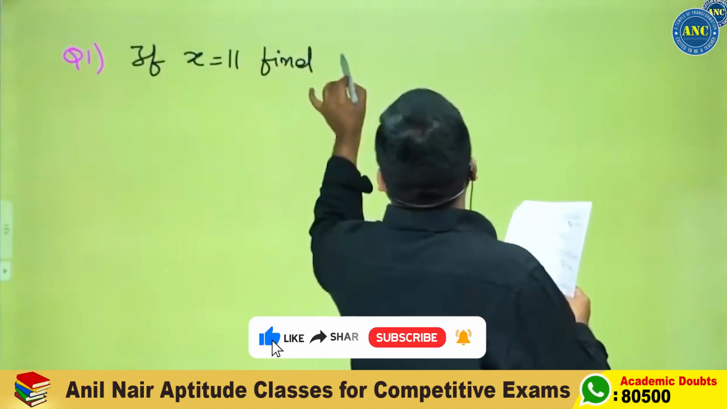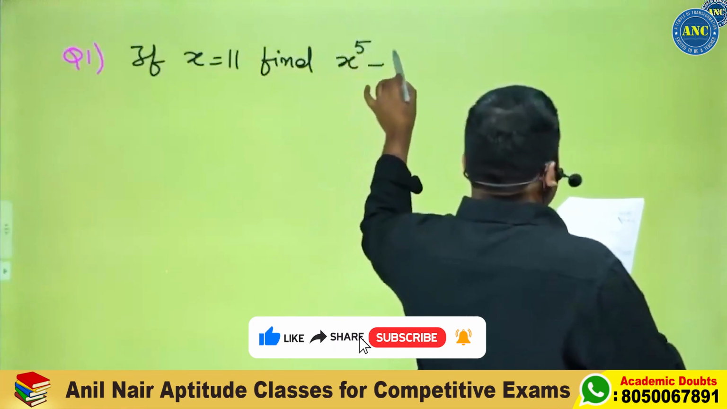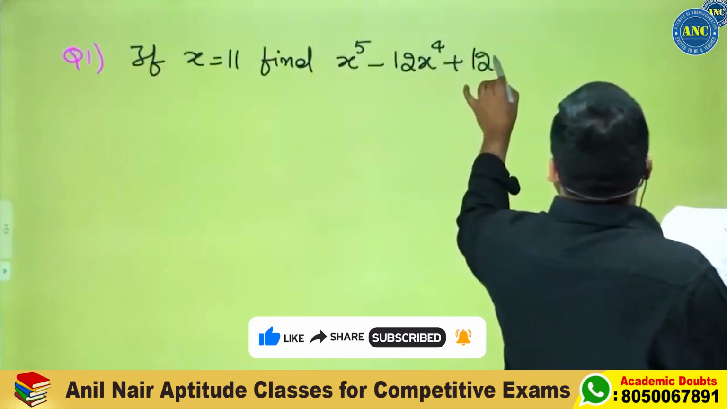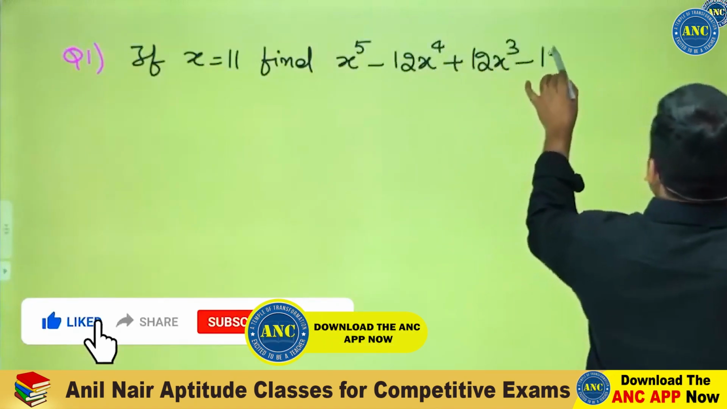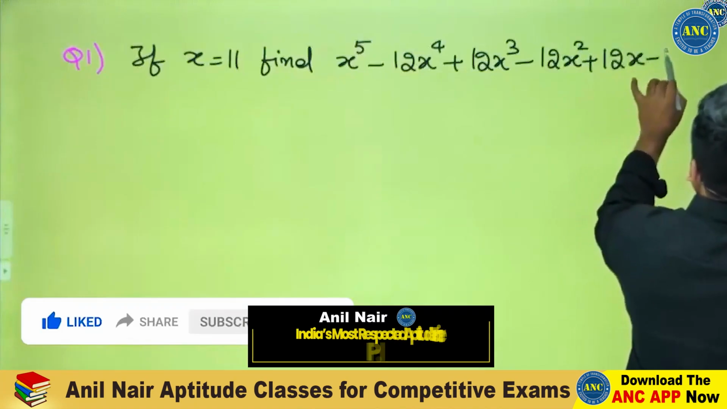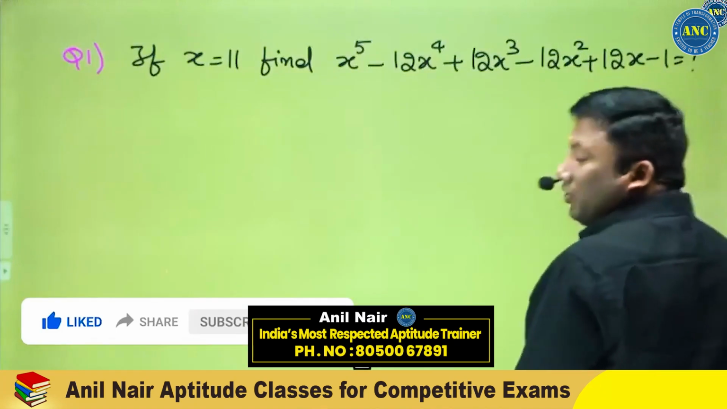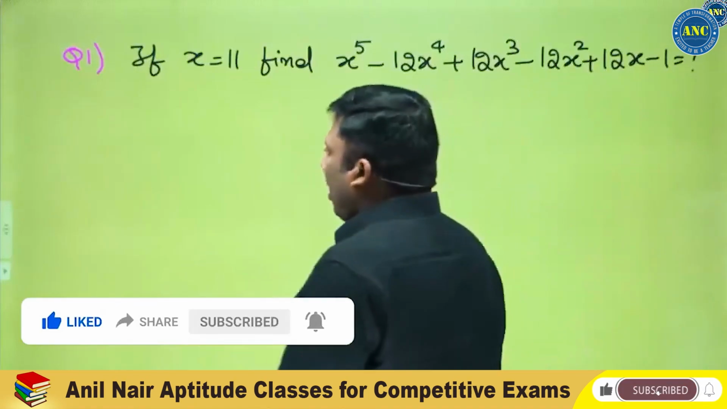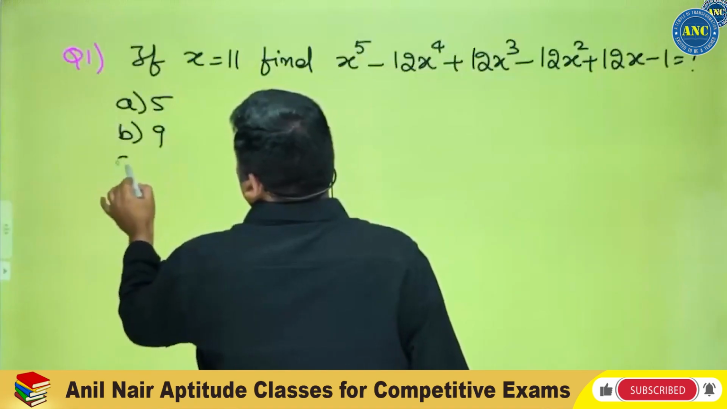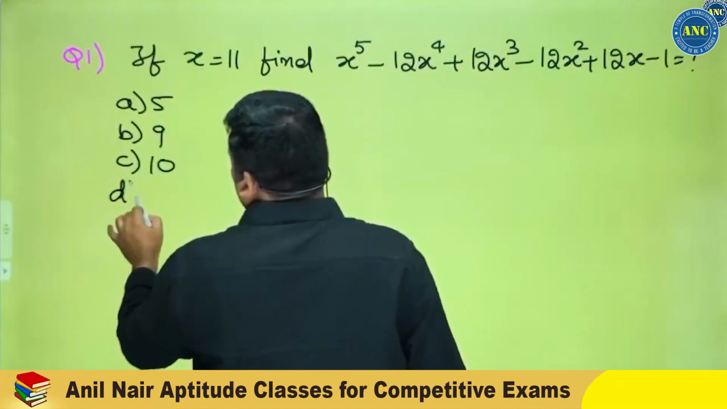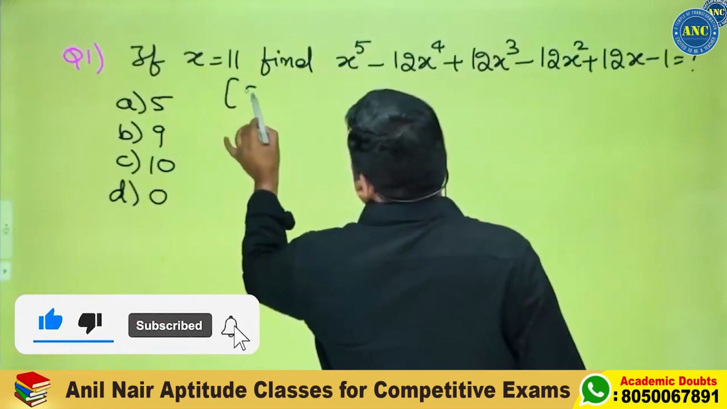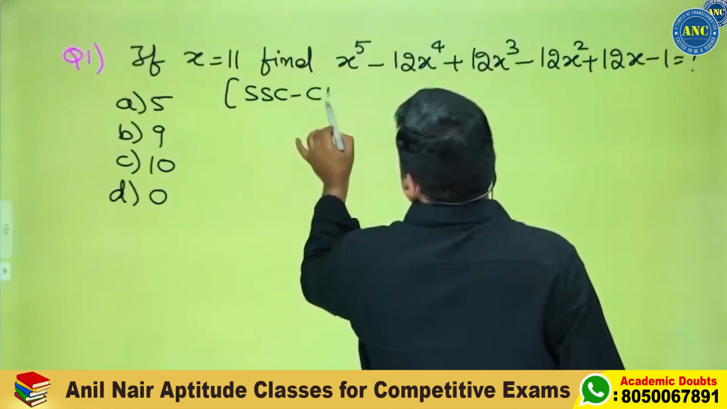If x equals 11, find x power 5 minus 12x power 4 plus 12x cube minus 12x square plus 12x minus 1. This is a very simple question. The only thing you have to do is understand the root cause of the problem. Options are 5, 9, 10, 0. This question is picked out from SSC CHSL.